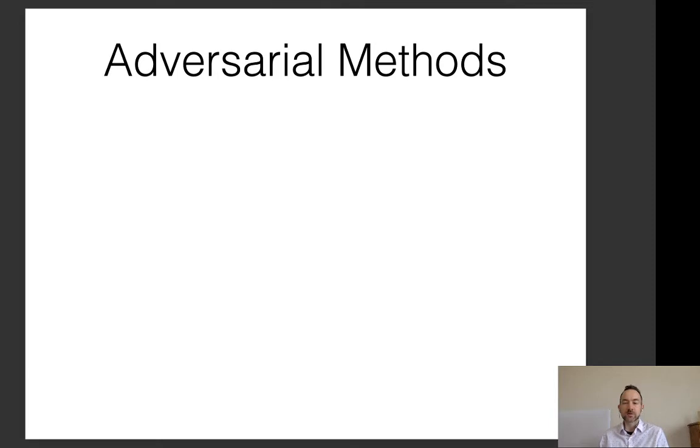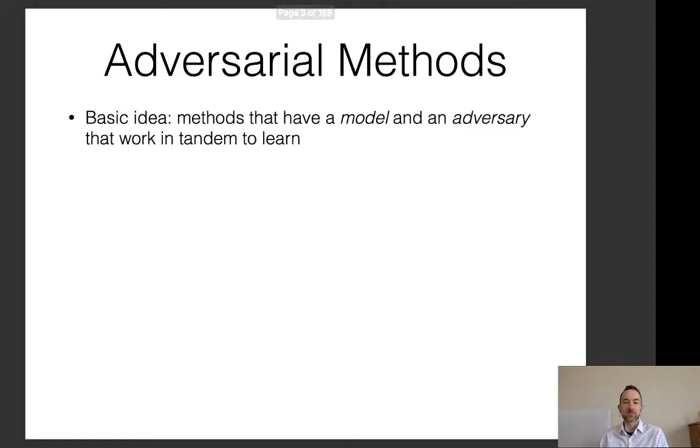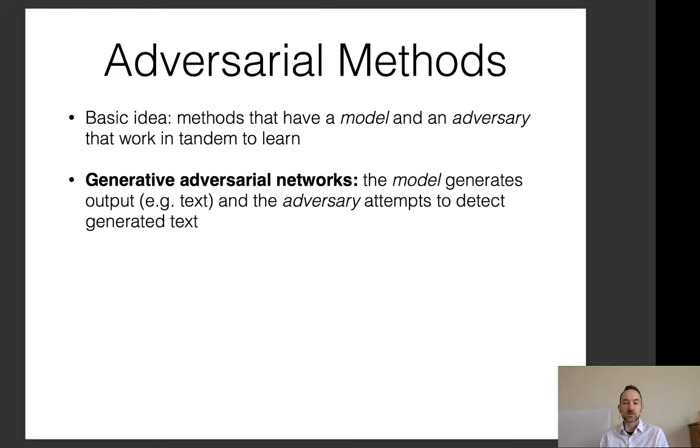Adversarial methods are a fairly wide variety of methods where the basic idea is that we have a model and then we also have an adversary, and they work together in tandem to learn. The most stereotypical version of this are generative adversarial networks. In generative adversarial networks, the model generates output, for example text, and the adversary attempts to detect whether a text is generated or genuine in order to help the model learn better.